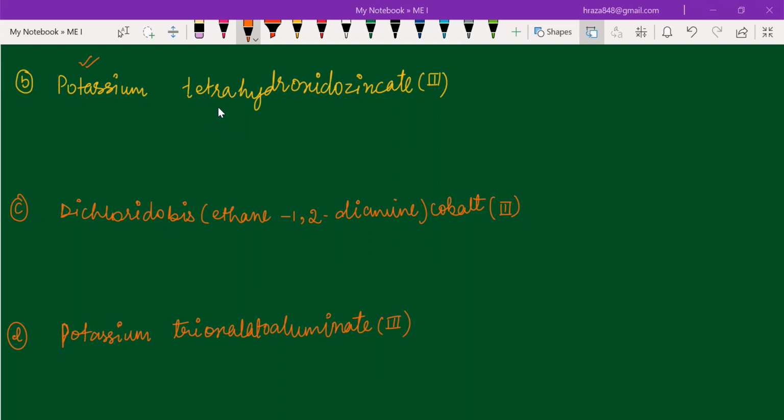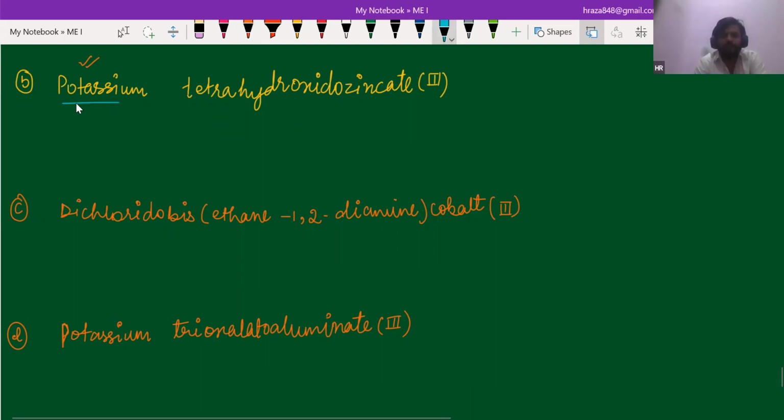Sir, could you explain? Yes, why not. See, this is your potassium, the positive counter ion, so you are going to write K first. Just use K. Then tetrahydroxido zincate. This is your central atom, that is zinc. So I'm going to write zinc first, and then tetra, that means 4, and hydroxido, that means hydroxide. It is talking about hydroxide, OH, whole 4. Is that clear?